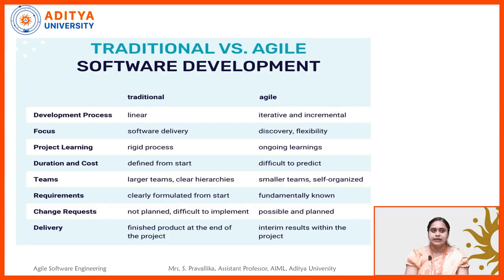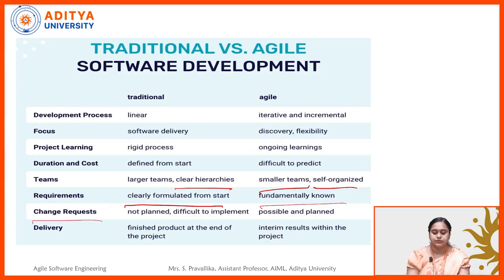The next one is teams. In the traditional waterfall model, we are having large teams and clear hierarchies. Whereas in the Agile, we will be working with smaller teams and self-organized ones. The next one is requirements. In the traditional, requirements are clearly formulated from the beginning itself. As we are going in a sequential order, everything has to be clearly stated at the start. Whereas in the Agile, it is fundamentally known. That means we'll be knowing only the basic things and through the ongoing learning process, we are going to find whatever requirements we can add on.